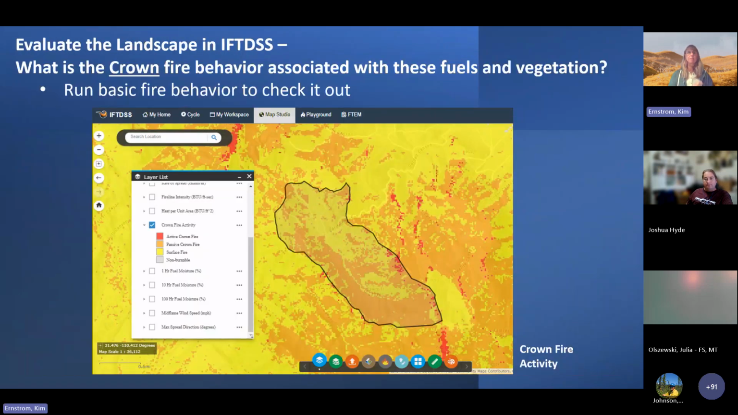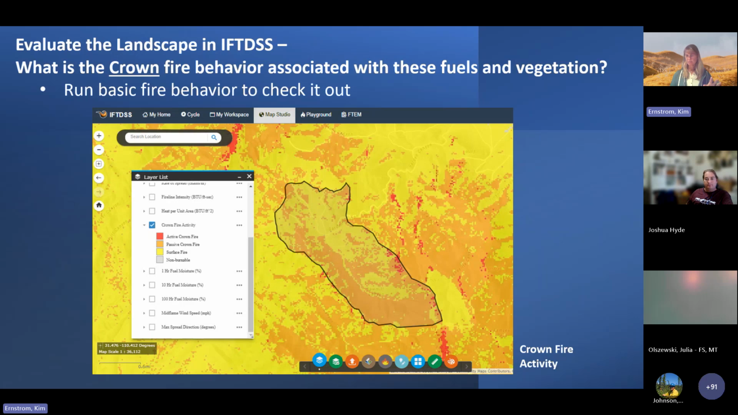Okay, so then from there, back to the fire behavior. For crown fire behavior, same thing. My basic fire behavior run. I click on the crown fire activity, and I can see in this slide that yellow is surface, red is active crown fire, and orange is passive crown fire, meaning torching and spotting. So this is what I'm getting before I do any sort of treatment.